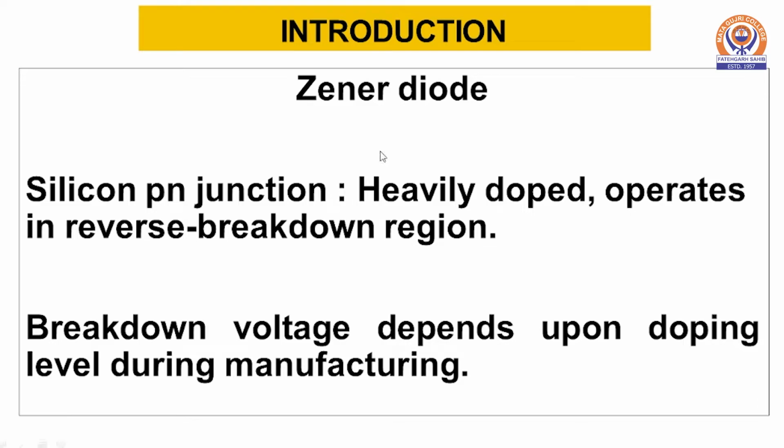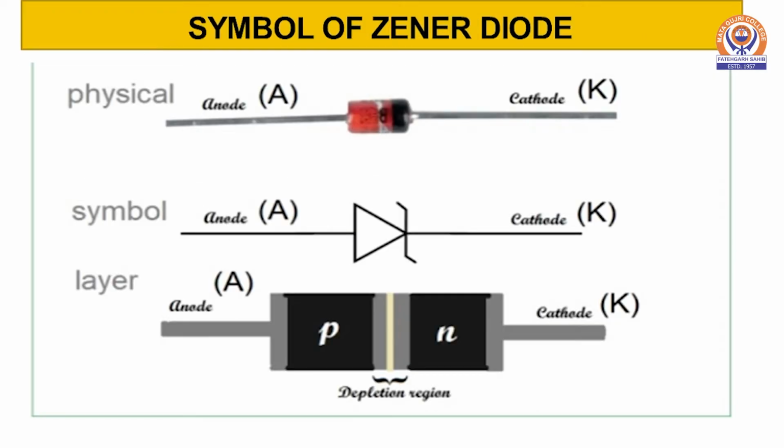So first of all, let us discuss what actually the Zener diode is. Zener diode is a silicon PN junction diode, but it is different from the ordinary diode because it is heavily doped and it operates in reverse breakdown region. The breakdown voltage is entirely dependent upon the level of doping during the manufacturing.